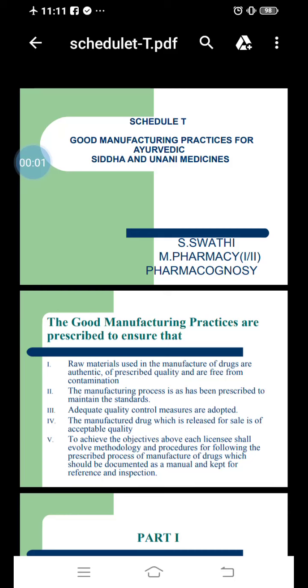Hi everyone. In the last lecture you saw about Schedule G, Schedule H, and Schedule X. Today you will learn about Schedule T. What is Schedule T? It is the Good Manufacturing Practice for Ayurvedic, Siddha and Unani medicines.